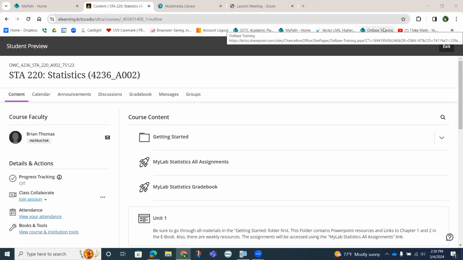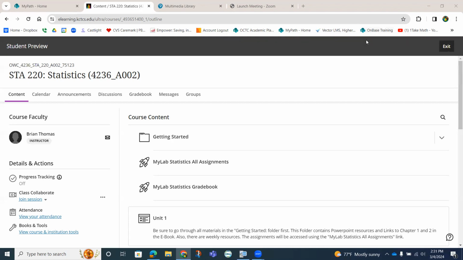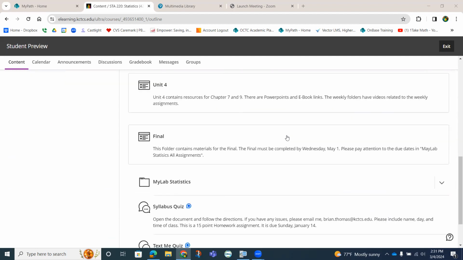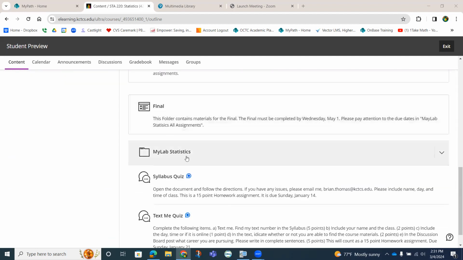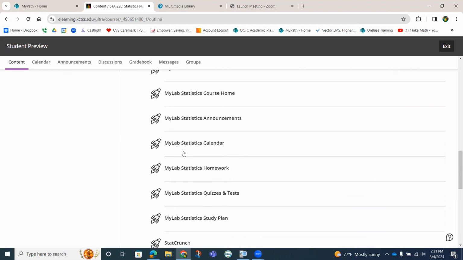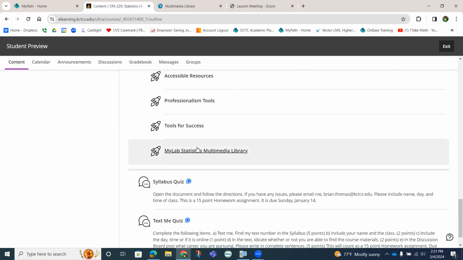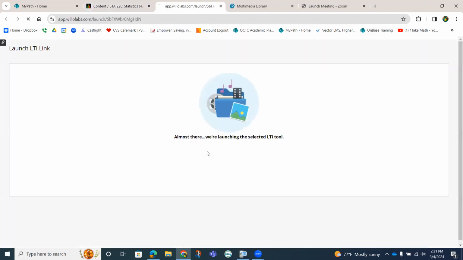Part of 5.4 of the central limit theorem is a simulation to get an understanding of what it means to do a sampling distribution of the sample means. So in your coursework, if you go down below Final, you should see this folder, MyLab Statistics. If I open it up and scroll down through there, we should see this MyLab Statistics Multimedia. So if I open that up.